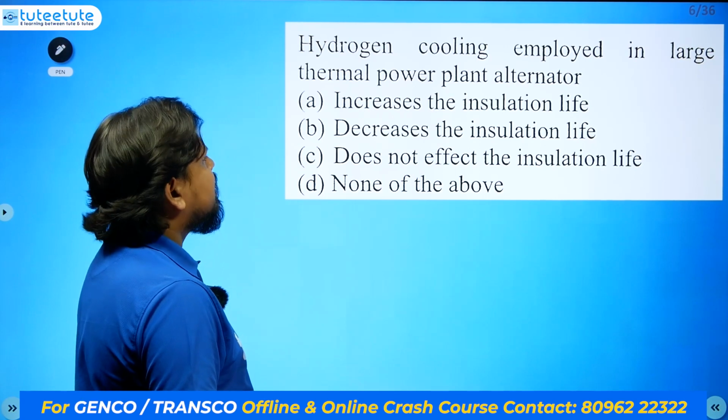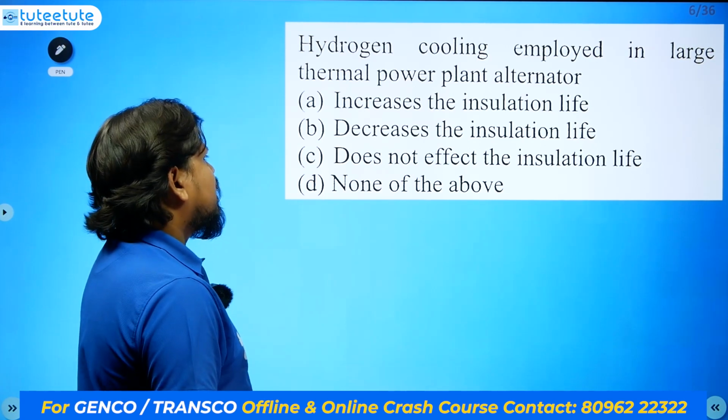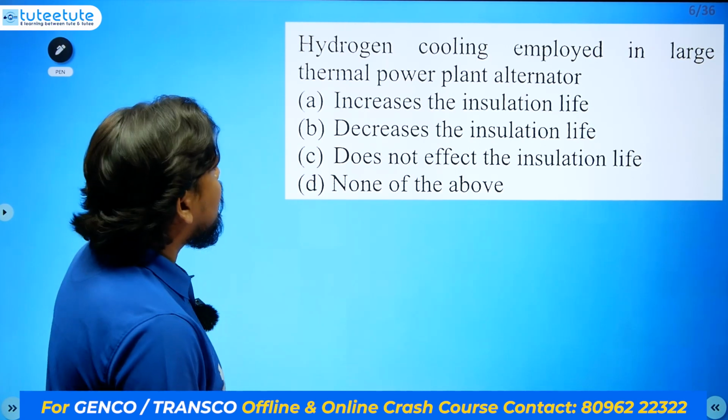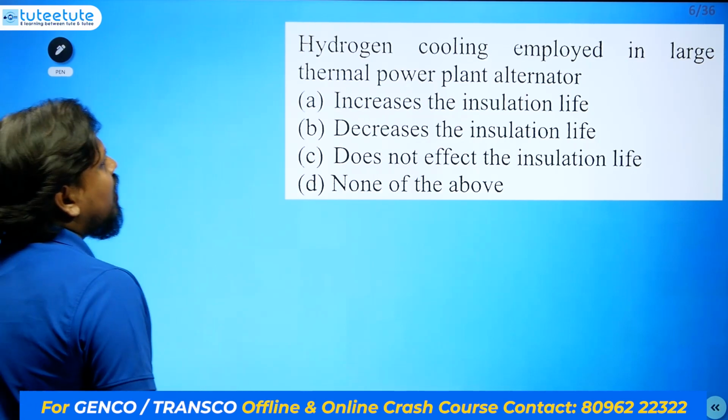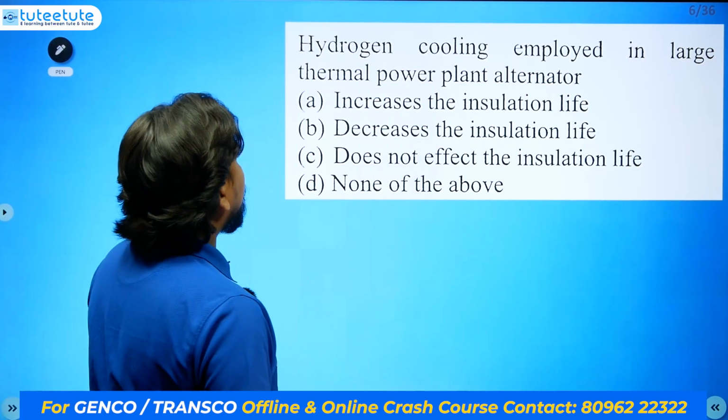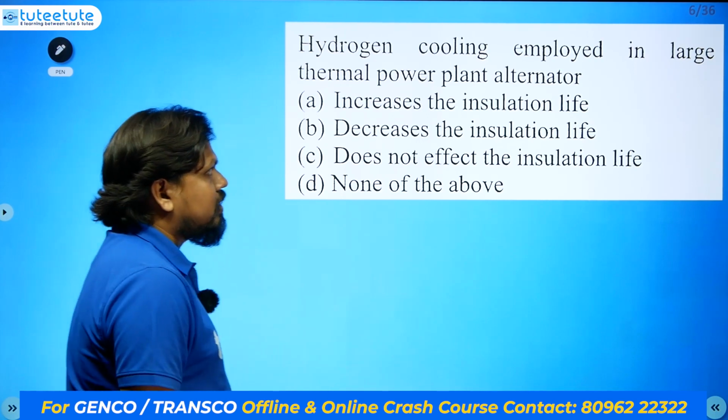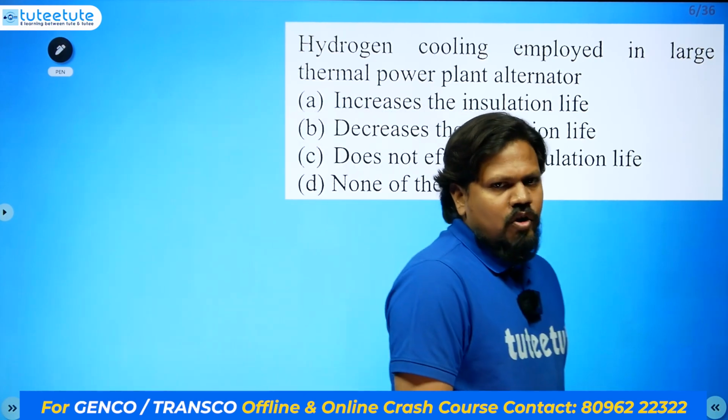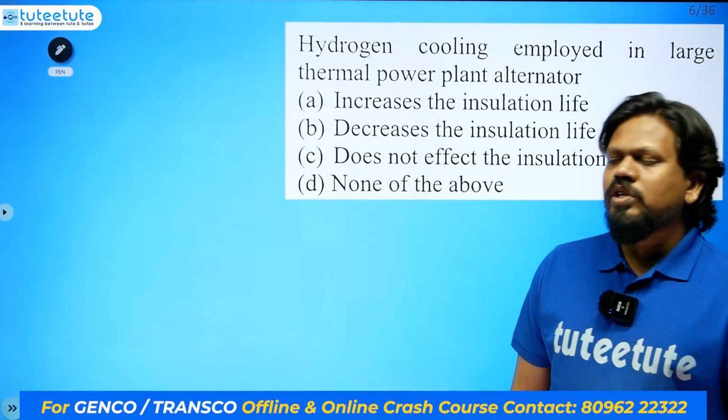Okay, so next question: hydrogen cooling employed in a large thermal power plant alternator, which increases the insulation life, decreases the insulation life, does not affect the insulation life, or none of the above. Okay, so hydrogen cooling employed in a large thermal power plant alternator. It is a large power plant, and we are using hydrogen cooling near the boiler.